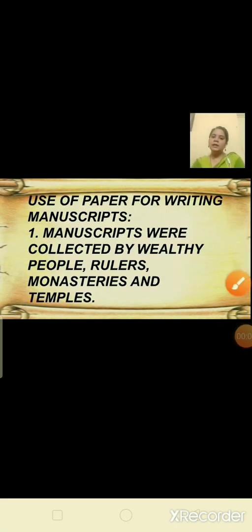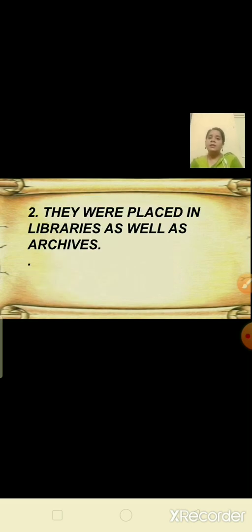Now let us understand the use of paper for writing the manuscripts. Children, as we have learned in the explanation of the chapter, the manuscripts were collected from wealthy people, rulers, monasteries and temples. They were placed in libraries and archives. Historians use them for detailed information. There was no printing press at that time. So, scribes used to copy down manuscripts by hand.